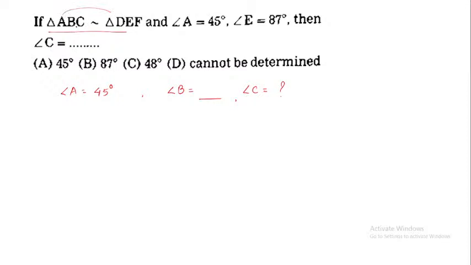So angle A is congruent to angle D, angle B is congruent to angle E, and angle C is congruent to angle F. But here angle F is not given, but angle E is given. So the measure of angle E is 87 degrees, and its corresponding angle is angle B. So they must be congruent. The measure of angle E is 87 degrees, so the measure of angle B is also 87 degrees.